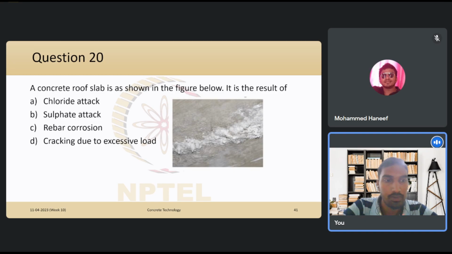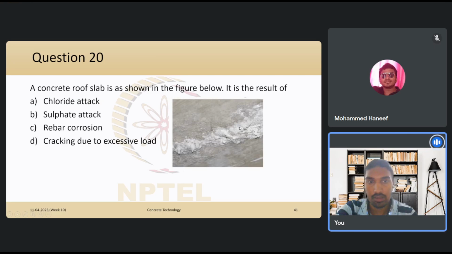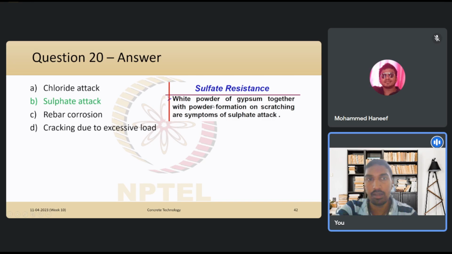We have one answer for option A. The right option is option B. It is due to sulfate attack, right? So what are we looking at? We are looking at the formation of white powders on the surface of the slab. This is a symptom of sulfate attack, where we'll have white powders of gypsum along with some other powder formation, which will be visible when you scratch the surface. This is what we see from sulfate attack.